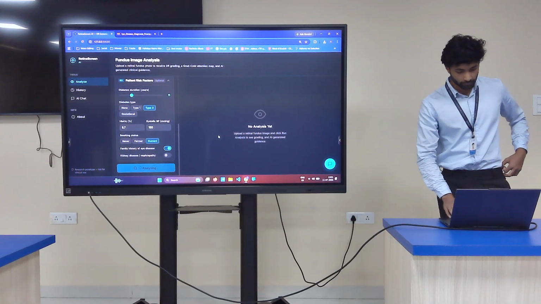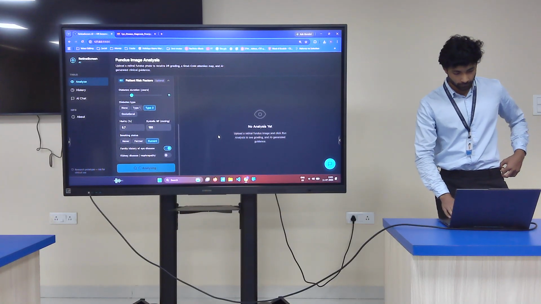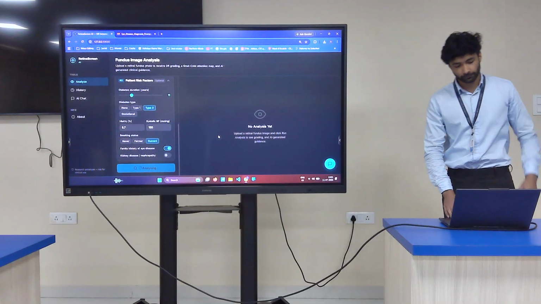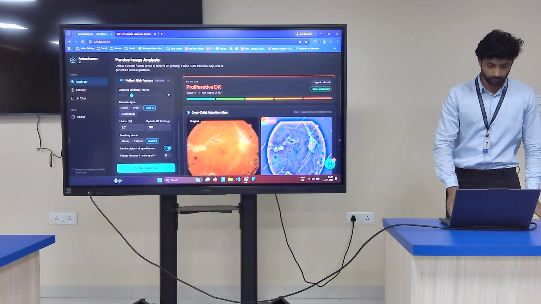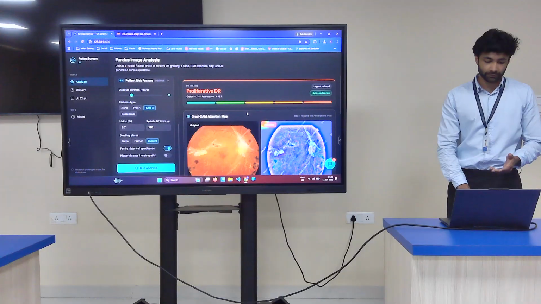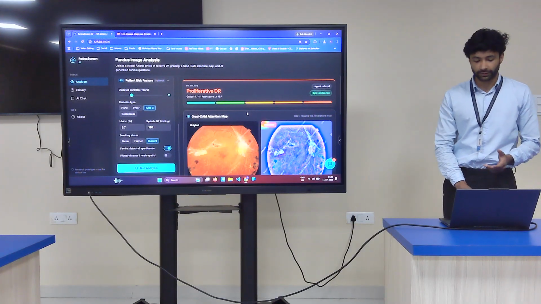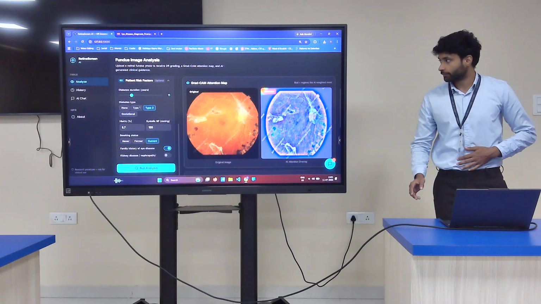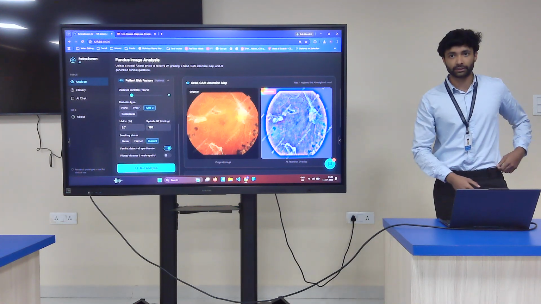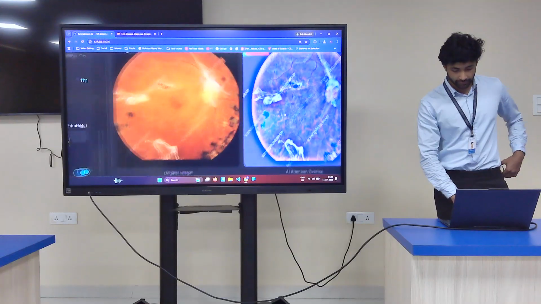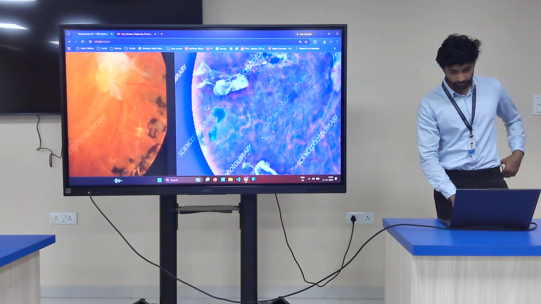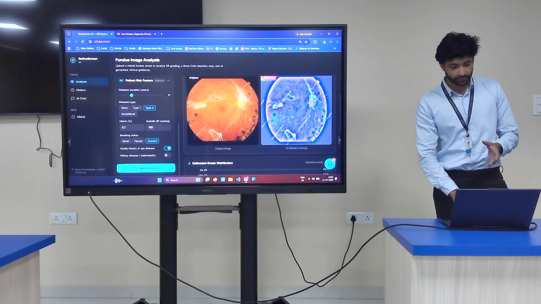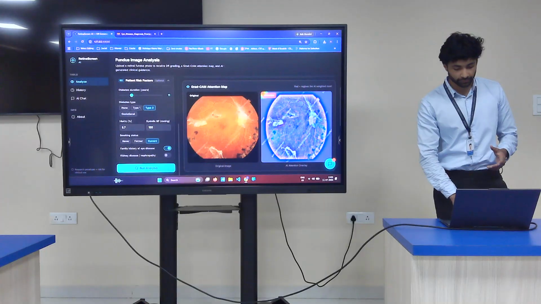And yeah, it has accurately predicted proliferative diabetic retinopathy, and you can see the original and the heat map provided by the GradCam. Exactly these red lines that we see here are what is used by the AI to predict the severity of the retinopathy.